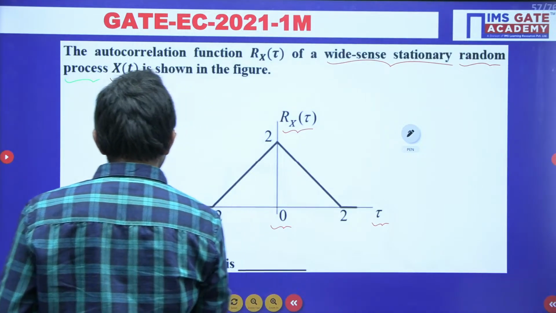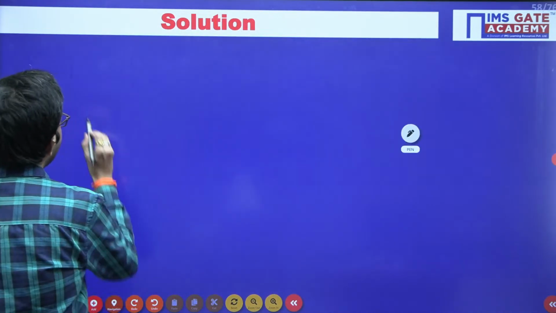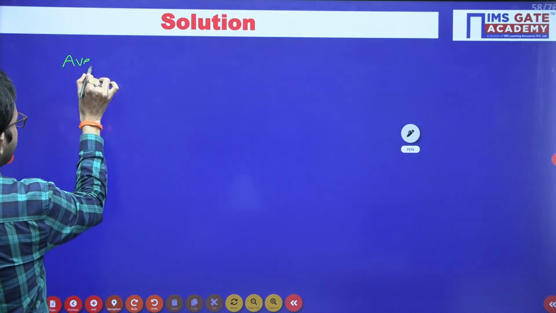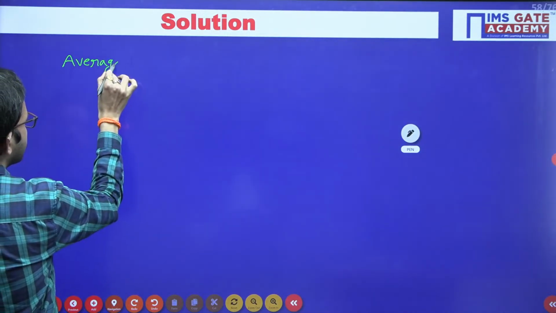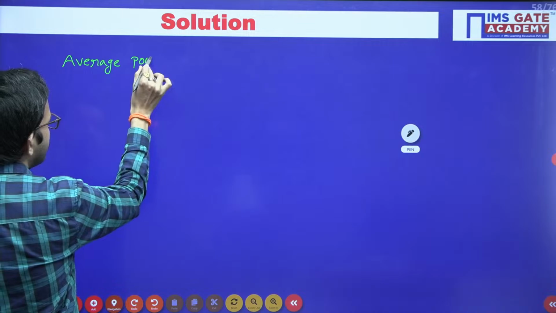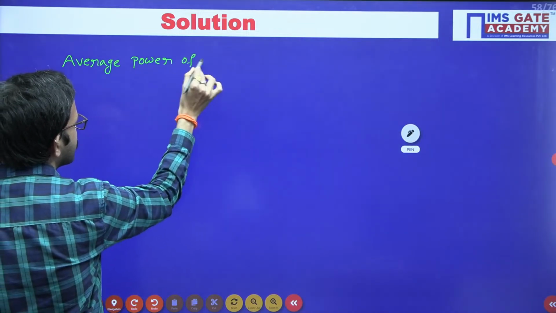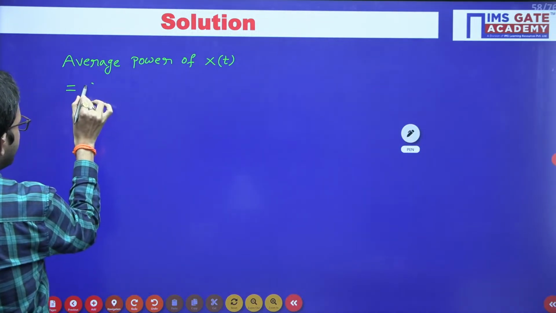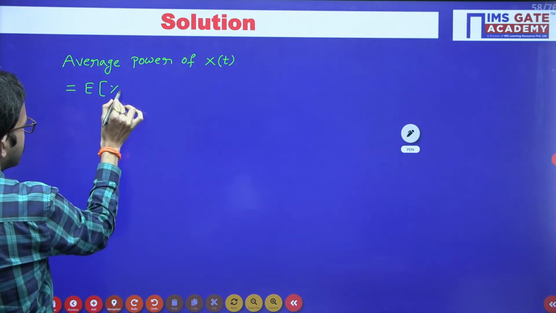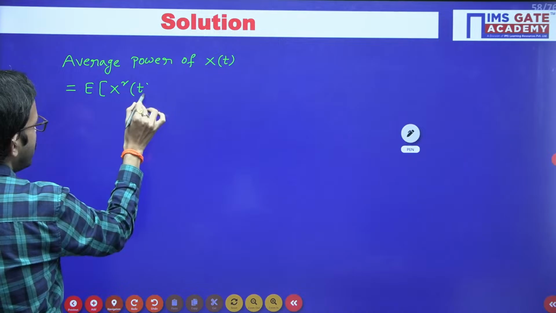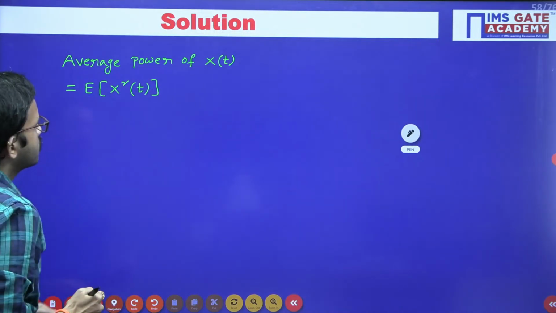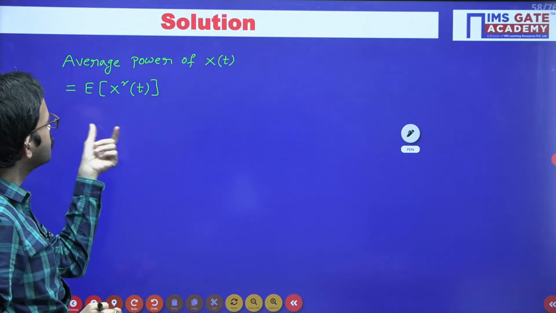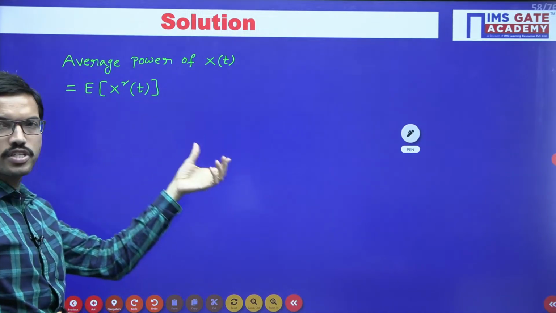Whenever you are supposed to calculate the average power of x of t, it is nothing but expectation of x square. If you know x of t, you could have substituted here, and after that we could have proceeded.